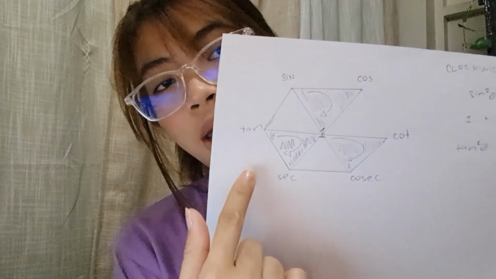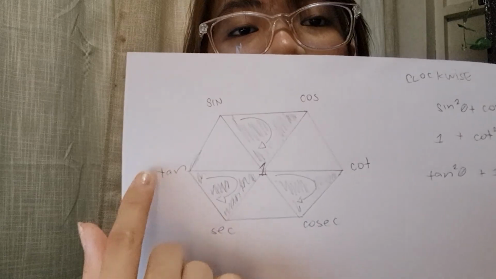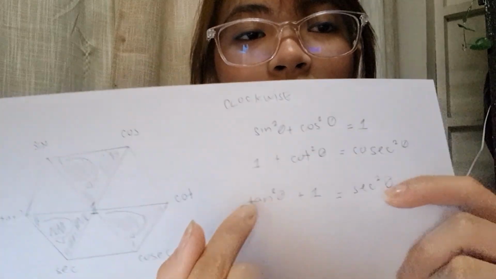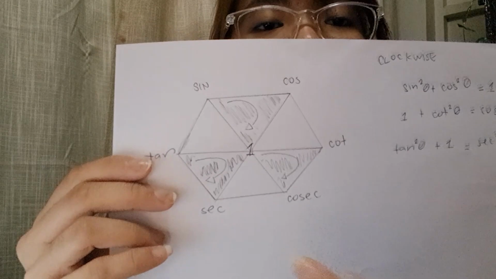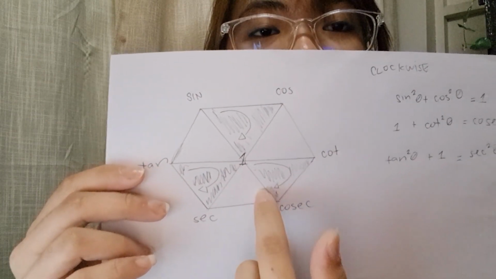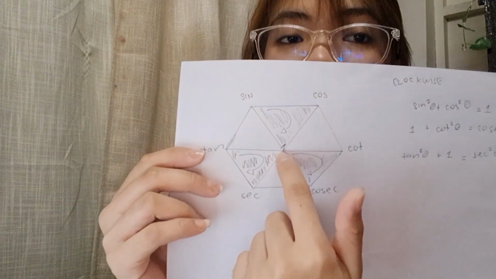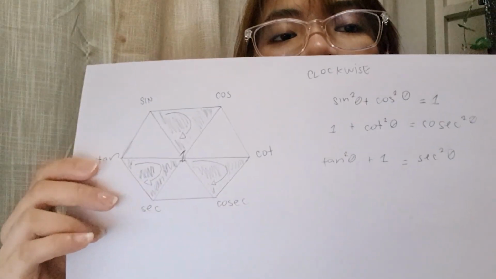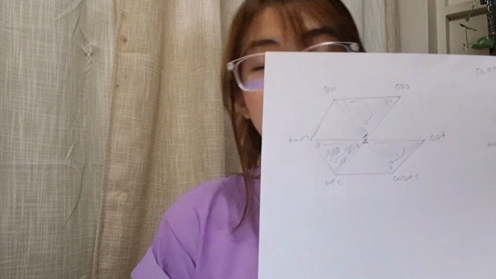Next one, in this triangle, tan, 1, and sec. For this one, we have tan squared theta plus 1 is equal to sec squared theta. Next one, in this triangle, going clockwise again, we have 1, cot, and cosec. And that will give us 1 plus cot squared theta equals cosec squared theta. So that was our 3 Pythagorean identities that we can find at our superhexagon going in a clockwise direction.